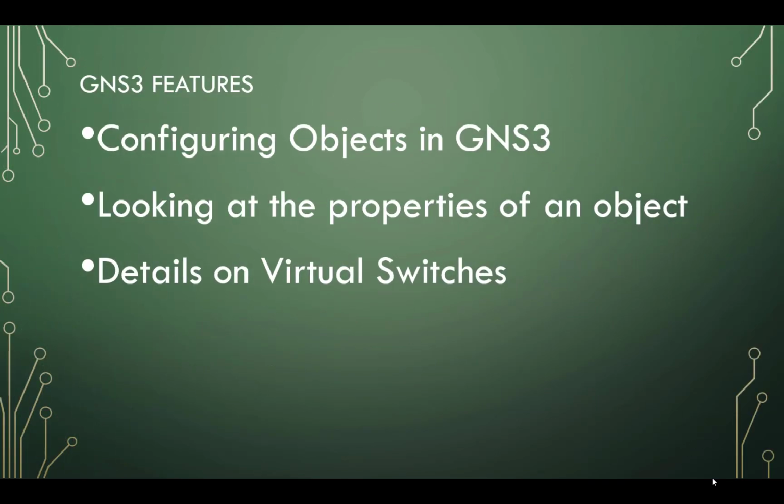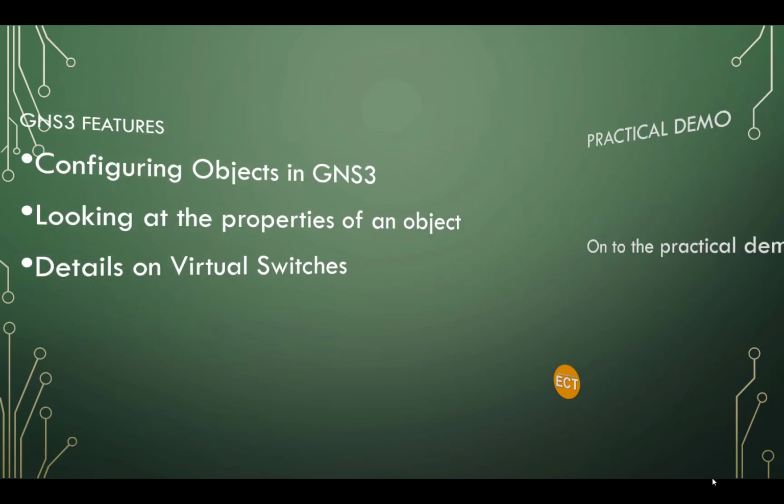So, going to do a quick tech nugget here on configuring objects inside GNS3. We're going to look at the properties of an object, and specifically at virtual switches, which is something we deal with a lot. It's sort of a web that connects everything together. Virtual switches are a real basic part of GNS3, and we're going to take a little look at all the knobs and levers and sliders and things like that in them that we can play with.